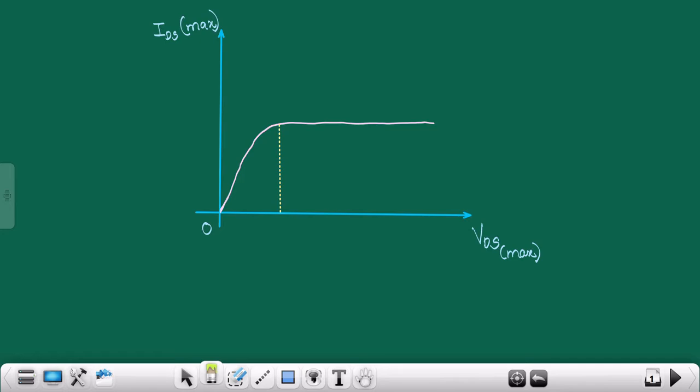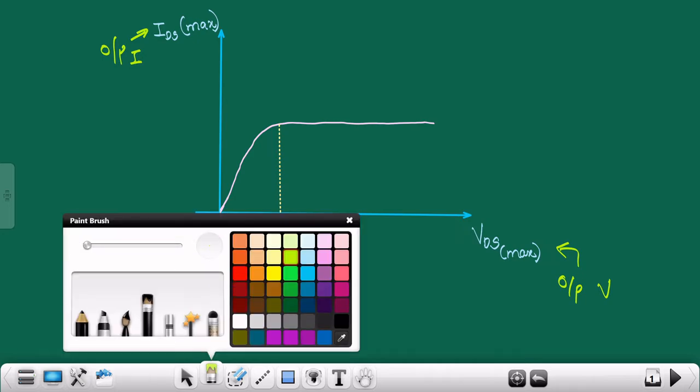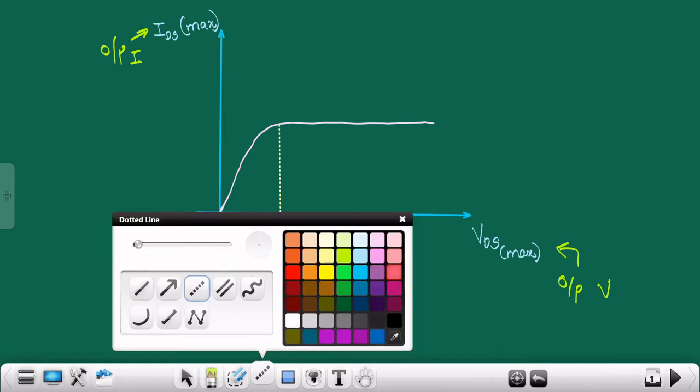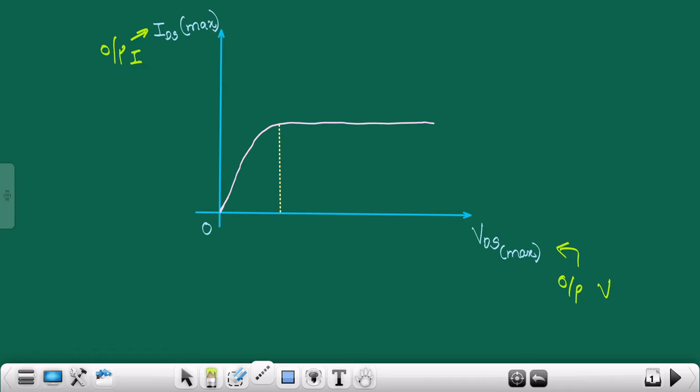So this is the plot between the output voltage versus the output current. As you can see, this is the output current and this is the output voltage, right? Let me just decrease the thickness of the pen. Now I will draw a line joining these 2 points. Which 2 points? These 2 points. See over here, this is the maximum current and this is the maximum voltage, right?